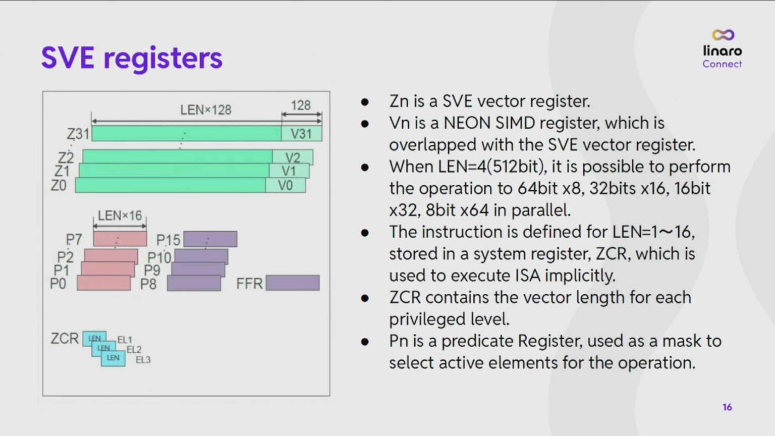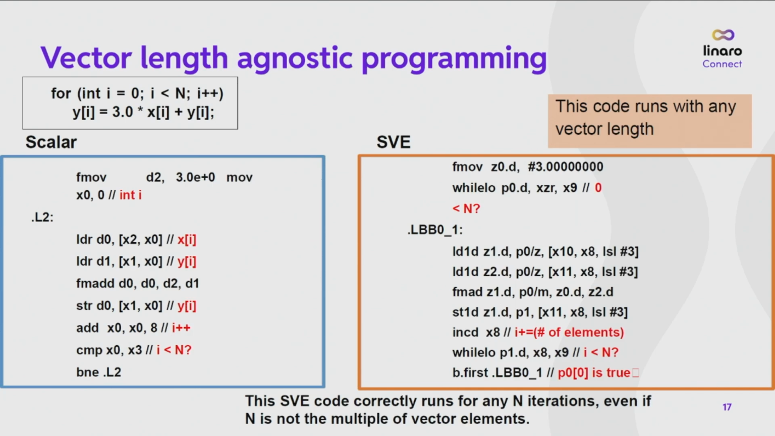And here we have also the predicate registers, as I mentioned, 16 predicate registers. The size is 1/8 of the SVE vector register. So here we have an example of vector length agnostic programming. We have a comparison between the scalar generic code and the SVE code, but we will not go into the details because we don't have so much time here. So this is an example of the assembly generated for the scalar generic code and the SVE code.